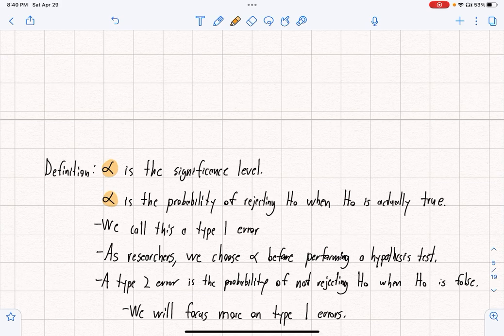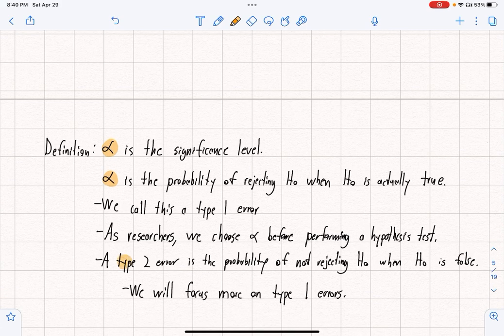Similarly, a type 2 error is the probability of not rejecting H naught when H naught in fact should have been rejected. But we're only going to control our type 1 error. We're not going to focus too much on type 2 errors, so let's just focus for now on type 1, which we're going to refer to as alpha.